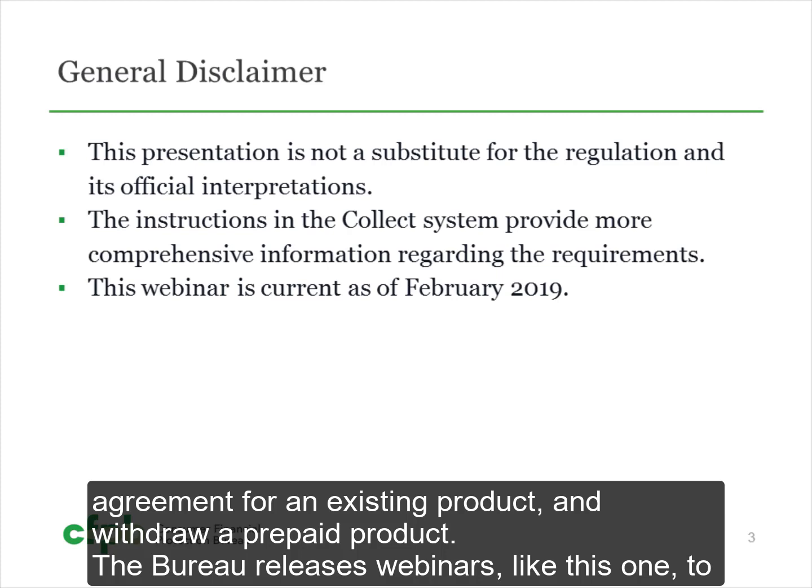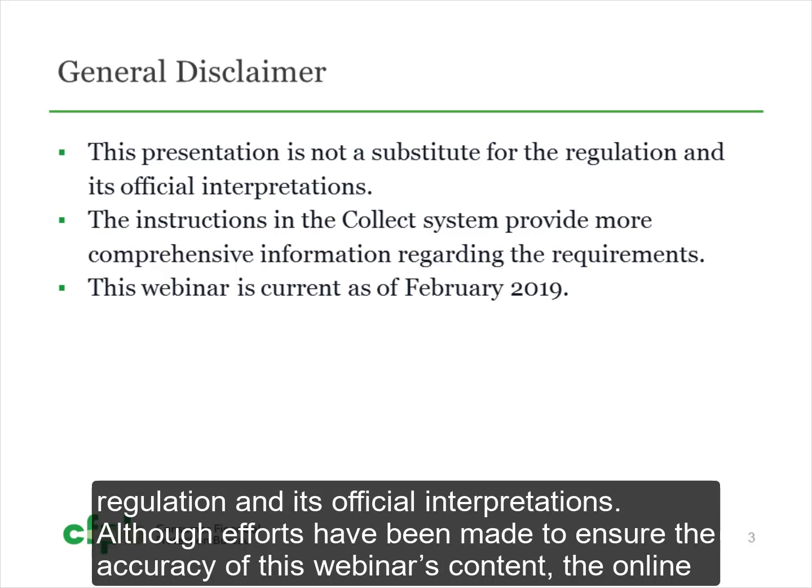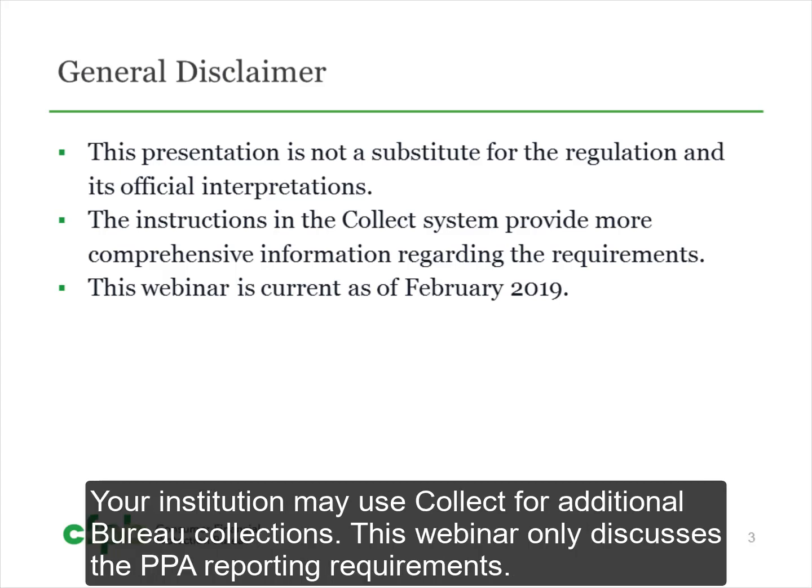The Bureau releases webinars like this one to help institutions comply with the Bureau's rules. Before we begin, we need to let you know that this presentation is not a substitute for the regulation and its official interpretations. Although efforts have been made to ensure the accuracy of this webinar's content, the online PPA instructions provide more comprehensive information regarding the requirements. This webinar is current as of February 2019. Your institution may use Collect for additional Bureau collections. This webinar only discusses the PPA reporting requirements.